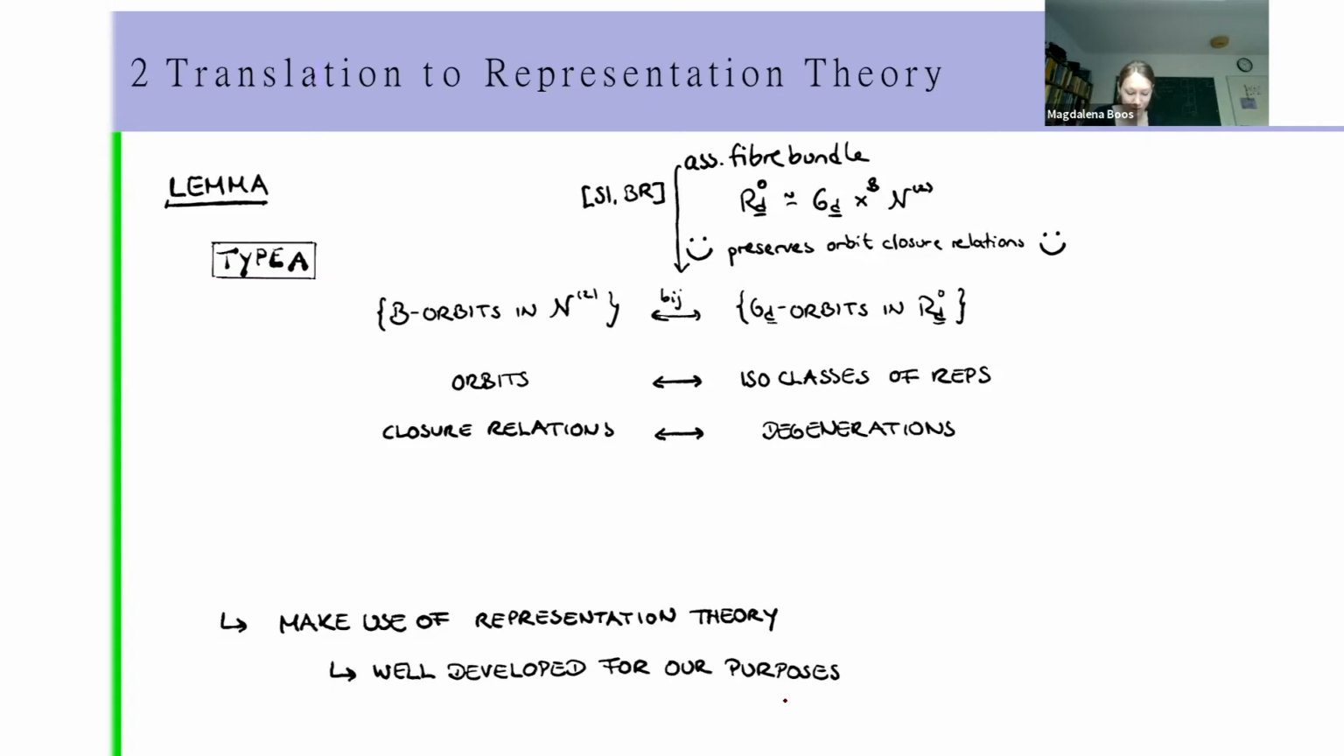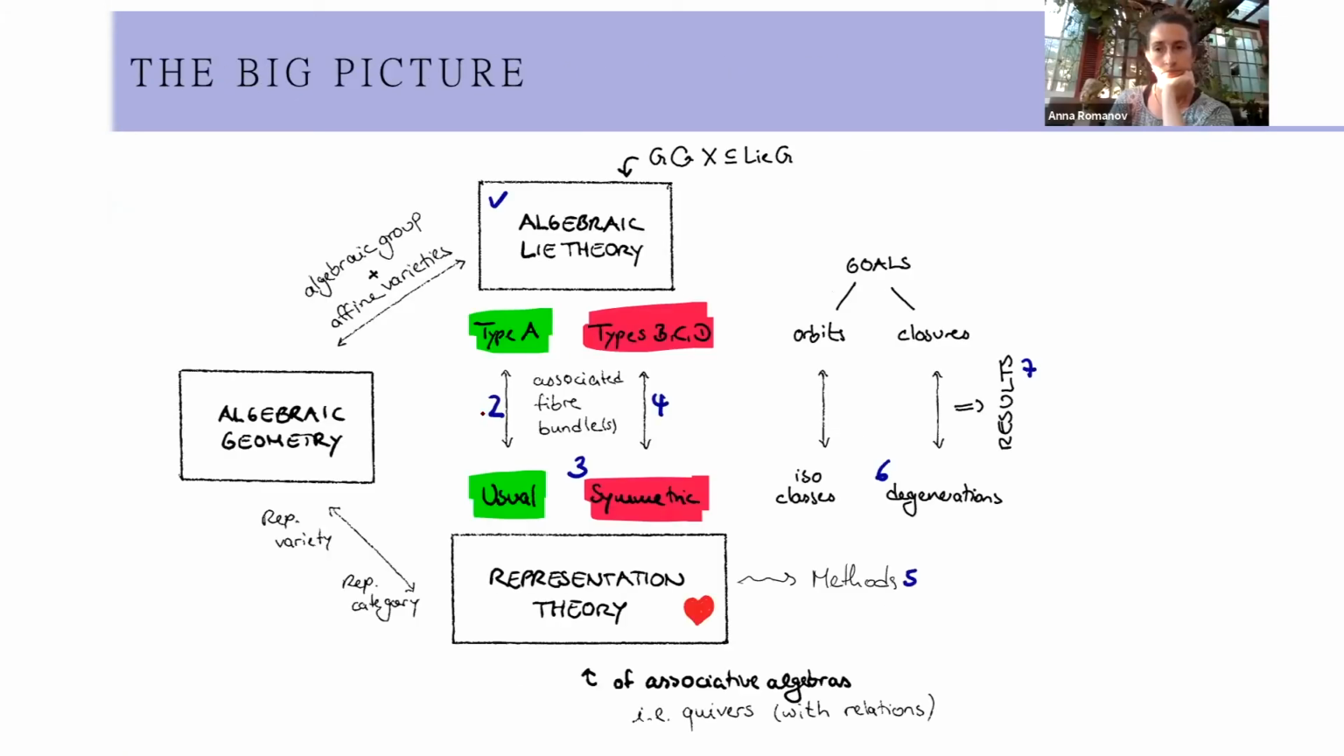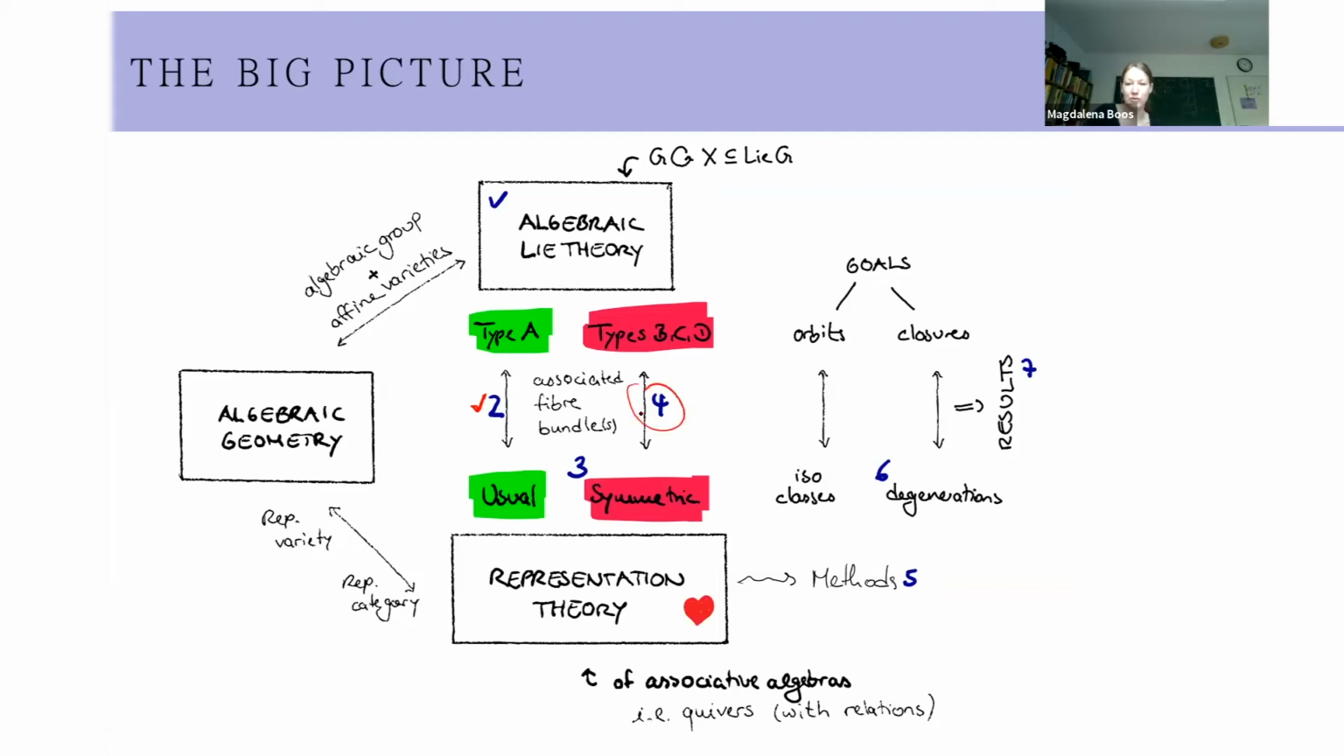In type A, we can make use of representation theory, as we saw, and this is very well developed for our purposes in type A. Okay. So this is done. Now we go over to the classical types, and this means we want to, because it's an advertisement, look at symmetric quivers now. Because for this translation, we need symmetric quivers. So let's define them and see what they can do.